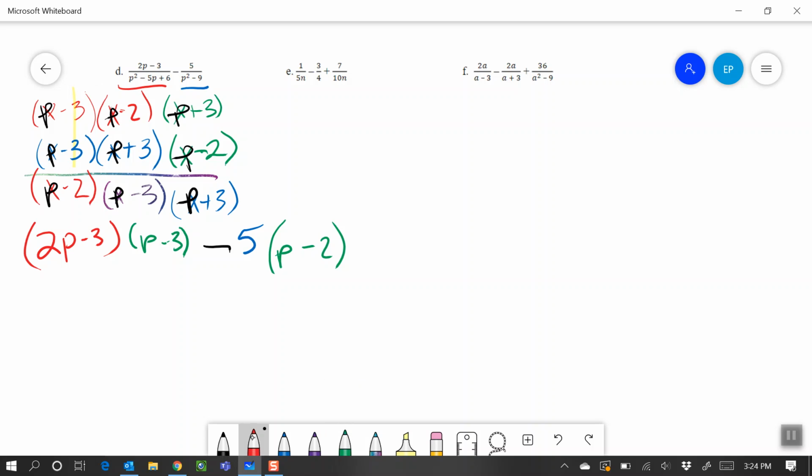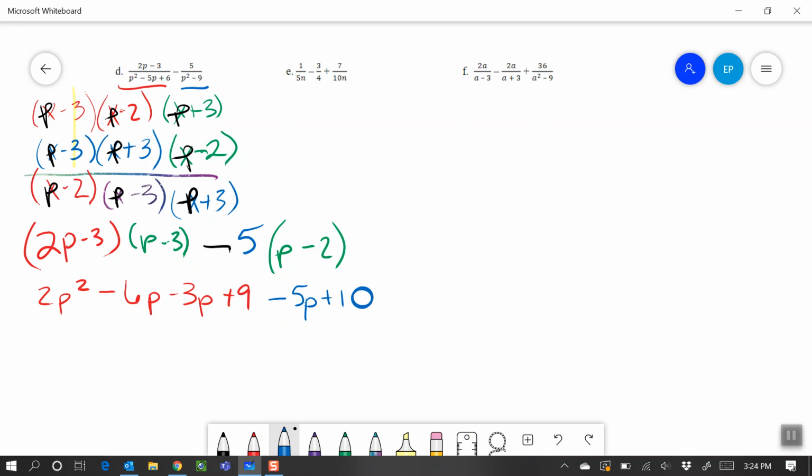So, left side, multiply. 2p times p is 2p squared. 2p minus 3, negative 6p, minus 3p, plus 9. Distribute, I'm going to just take the negative with it for today because I don't have the time, patience. Minus 5 times p is a minus 5p. Minus 5 times negative 2 is a plus 10.